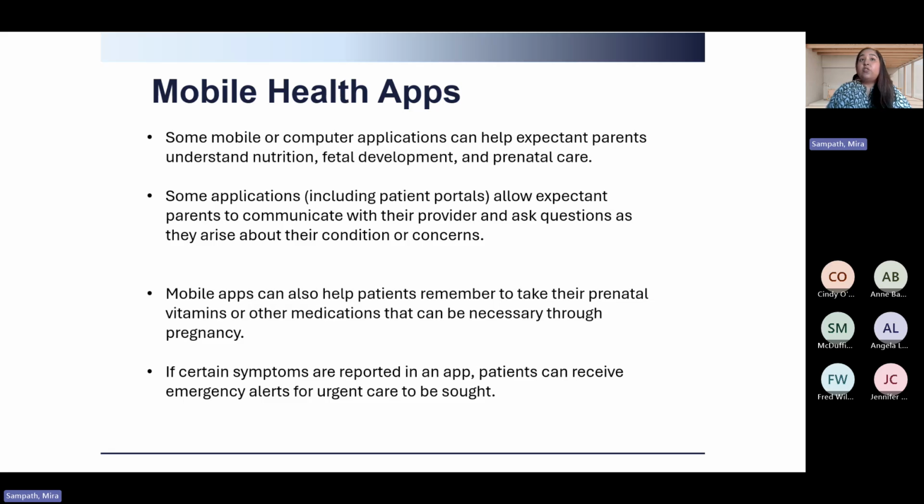Mobile health apps. There are some mobile or computer applications that can help expectant parents understand nutrition, fetal development, as well as prenatal care. There are some applications, including patient portals, that allow expectant parents to communicate with their provider and ask questions as they arise about their pregnancy or concerns or issues that may come up. Mobile health apps can also help patients remember to take their prenatal vitamins or any other necessary medications throughout their pregnancy. And if certain symptoms are reported in an app, patients can receive emergency alerts that they need to seek urgent care.